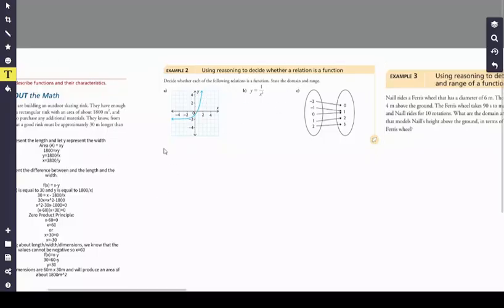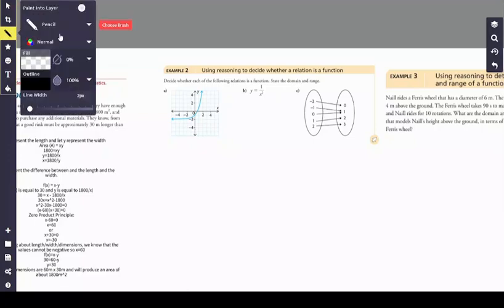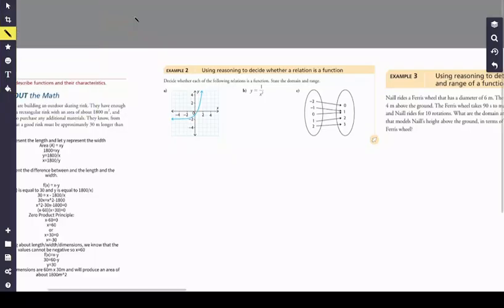So let's go ahead and make another. I'll write on this one because there's notation. It's going to be complicated. So let's look at this. Obviously this is a function and it passes the vertical line test.